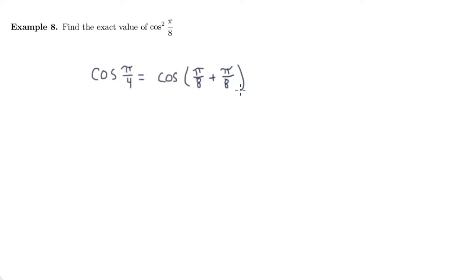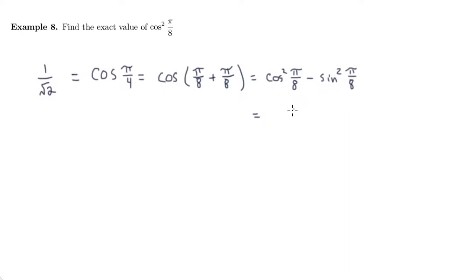Okay, that's great. But I know what cosine of pi over 4 is. That's square root of 3 over 2. Nope. That's 1 over square root of 2. There we go. Okay, well, how is this helping me at all? Well, I can use the angle addition formula here for cosine. This is cosine squared pi over 8 minus sine squared pi over 8. But, okay, I'm looking for cosine squared pi over 8. I don't know what sine squared pi over 8 is.